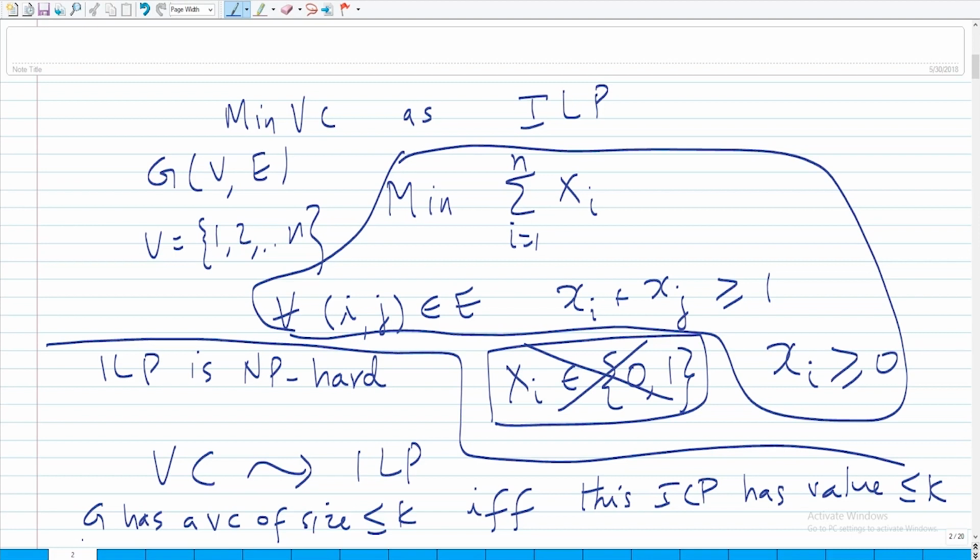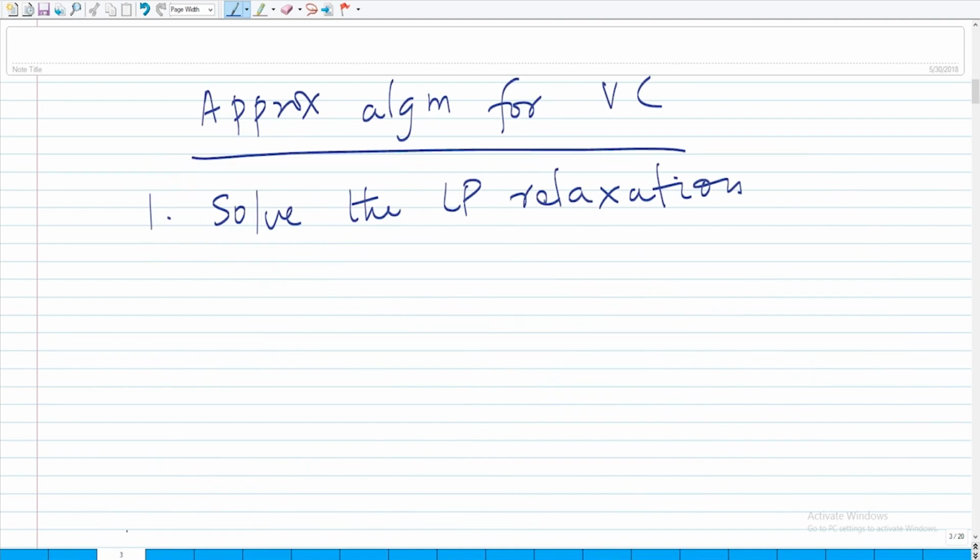So, what is a natural thing to do? This LP gives you some fractional solutions. Now, I want to do some rounding to get a solution for vertex cover. What is the natural thing to do? If it is 0.2, what should I do? Round to 0. Okay, let us try that. Solve the LP relaxation and say I get some optimum solution x1, x2, ..., xn, which minimizes the summation of xi. That is what the LP will give you.